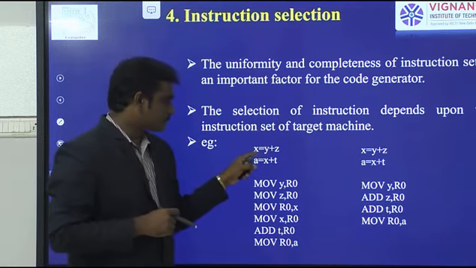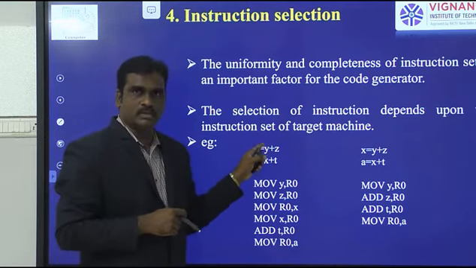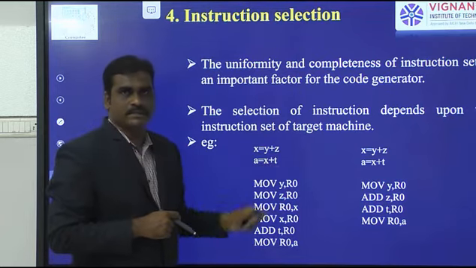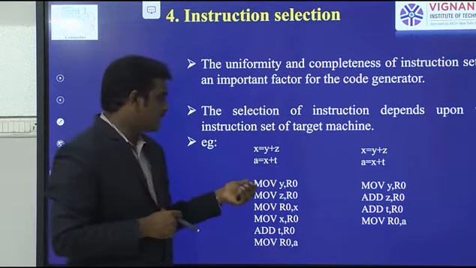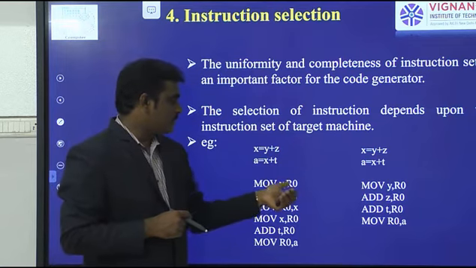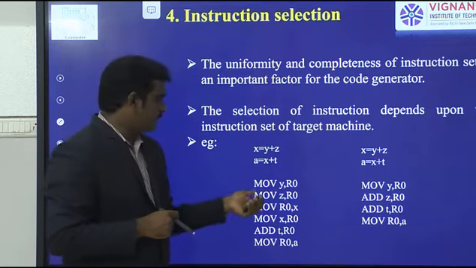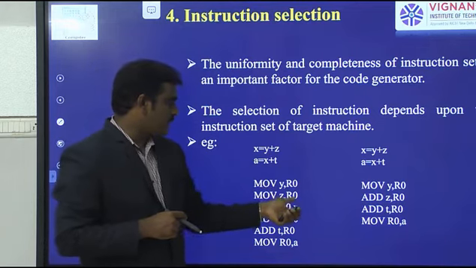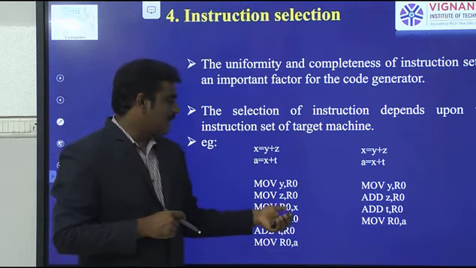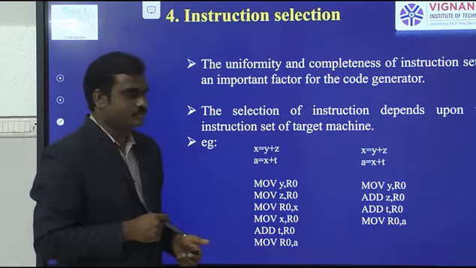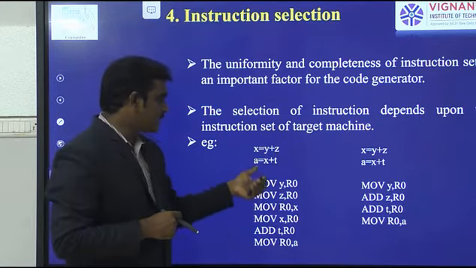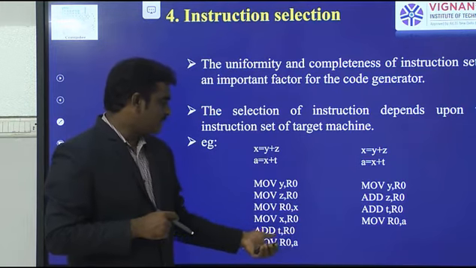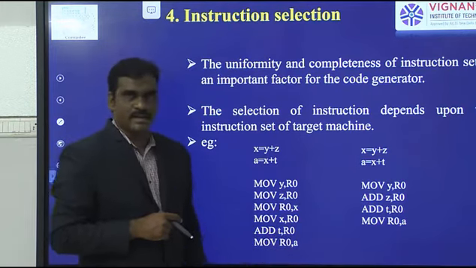x equal to y plus z. Next one, a equal to x plus t. So one way is move y to register R0. Next one, move z to R0. Next move R0 comma x. Next move x to R0, add t R0, move R0 x.